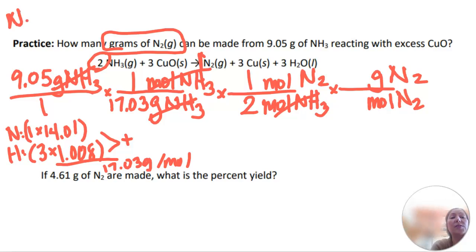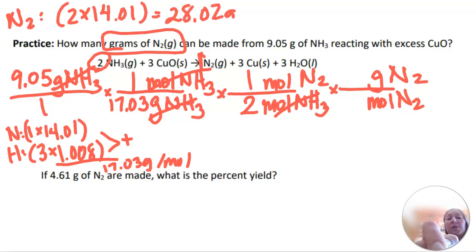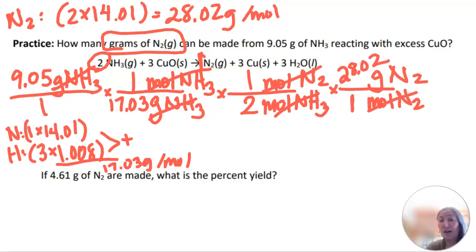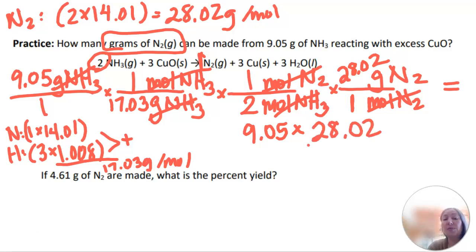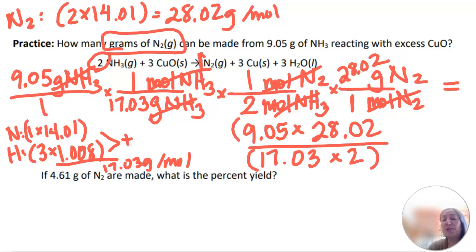Well, for N2, I just need the molar mass of 2 nitrogens. 2 times 14.01 will be 28.02 grams per mole. So I'll do 28.02 grams of nitrogen are in every 1 mole of nitrogen. And then that math on my calculator is just 9.05 times 28.02 in the numerator, and in my denominator, 17.03 times 2. I'm kind of ignoring all the ones because multiplying by 1's not changing anything.